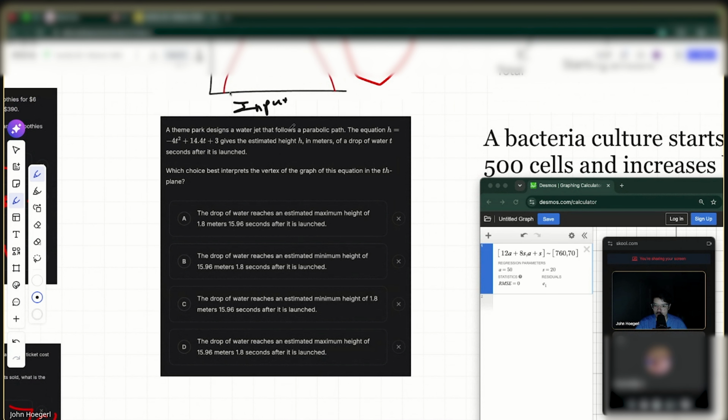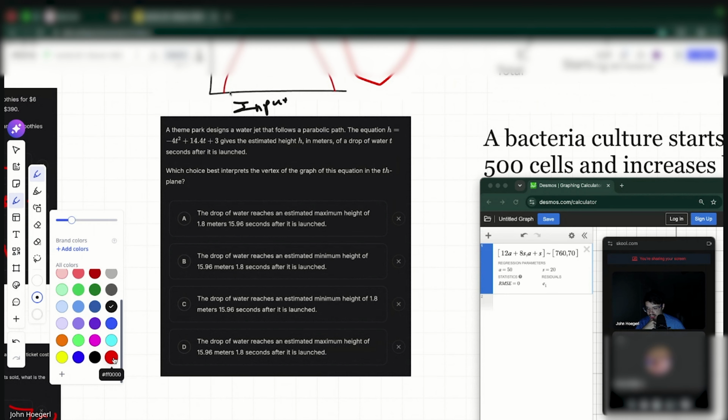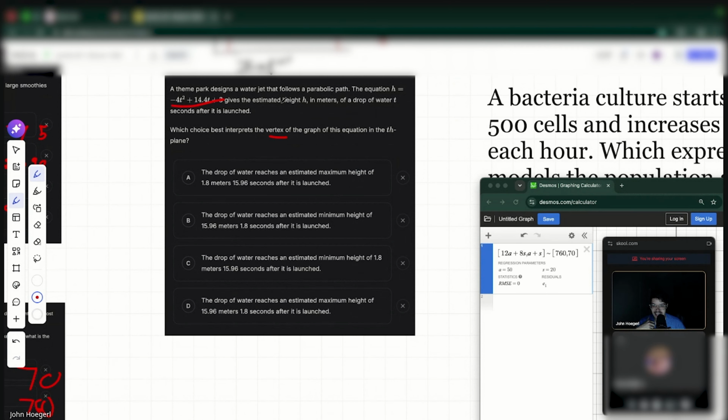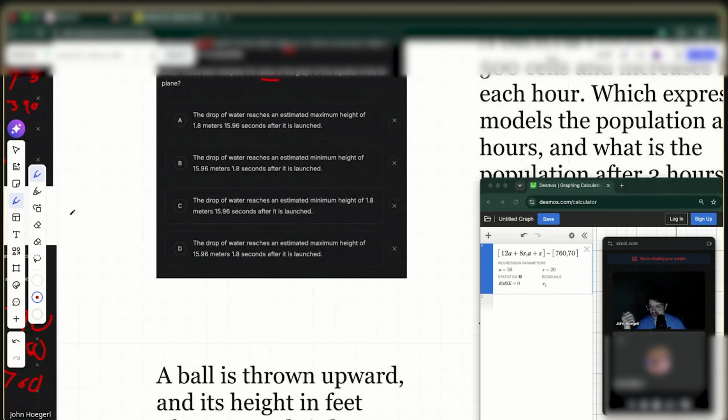So here is another example. A theme park has a water jet with a parabolic path. This is the estimated height in meters of a drop of water 2 seconds after its launch. It's asking, what is the vertex of the graph? What would it be showing, basically? So the goal here is asking what the vertex means. For the information, it's really not too much here, but we just have this function and it's the estimated height. Okay, pretty easy.